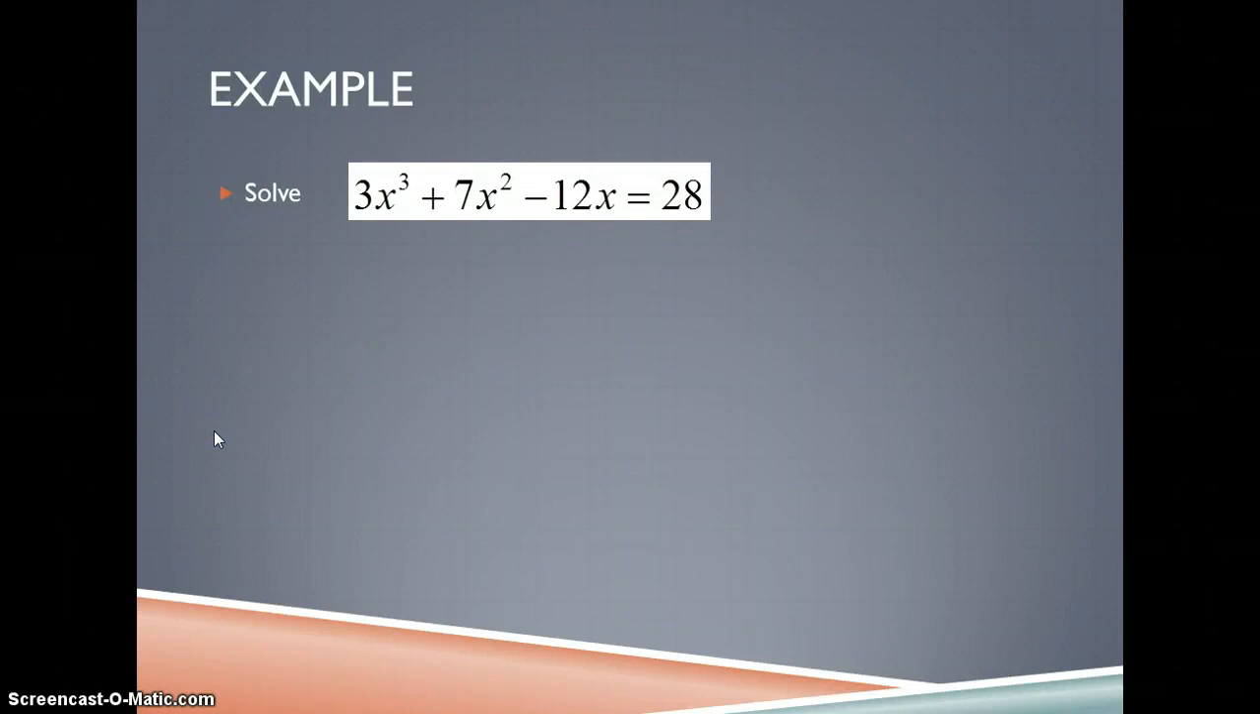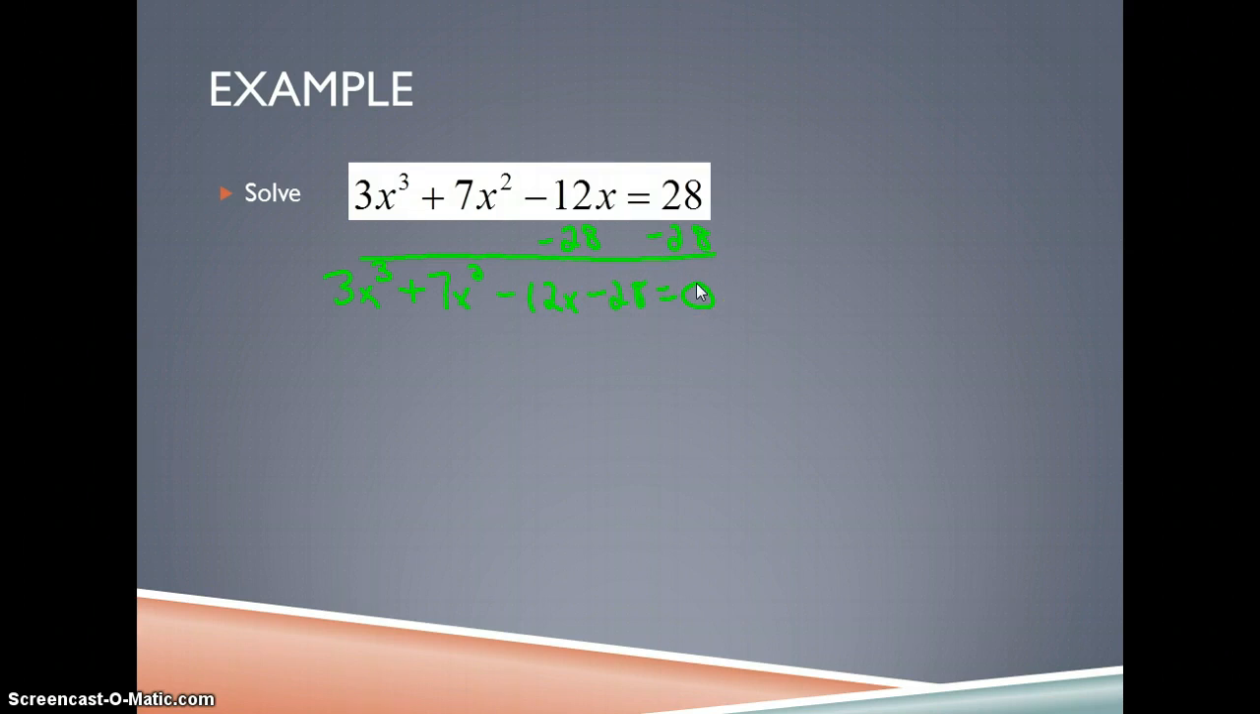As we take a look at this example, we are not equal to 0. That's the first thing I'm looking at. And then I'm also looking at 4 terms with an odd degree. So I'm thinking right now that once I get it set equal to 0, I'm going to need to factor by grouping. I have 3x cubed plus 7x squared minus 12x minus 28 equals 0.